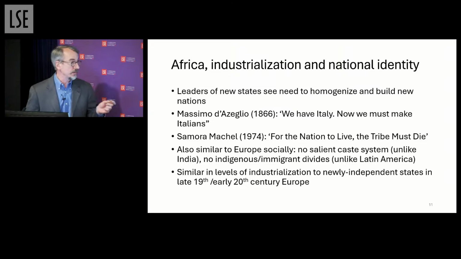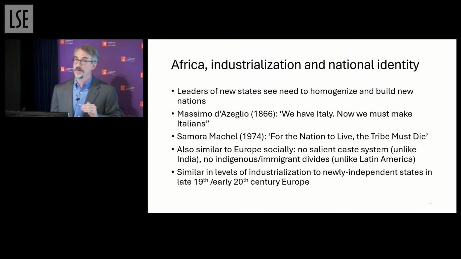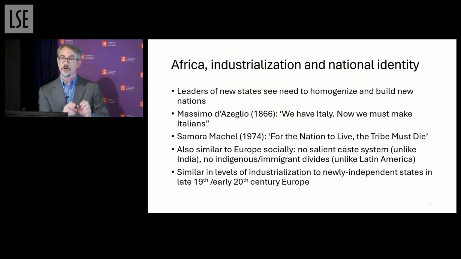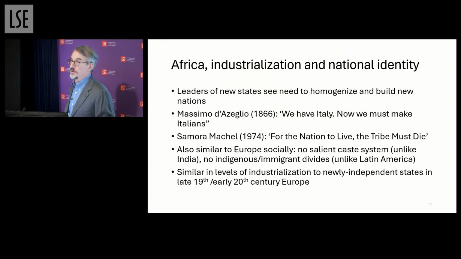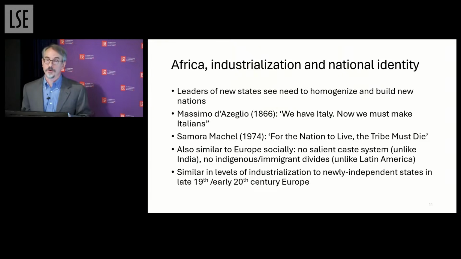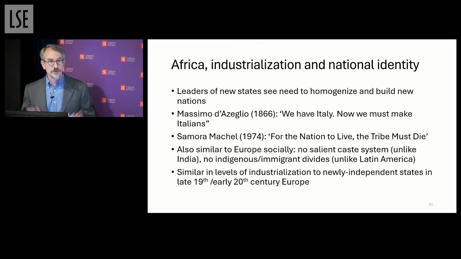I'll come back to this in a minute, but one thing we would say is that we have low levels of industrialization in 19th century Europe, and we have low levels of industrialization in post-colonial Africa, and in both cases they rise over time. So the first thing I'm going to show you is my favorite measure of industrialization, which is carbon emissions per capita. I think carbon emissions per capita really captures what it means to be an industrial country.